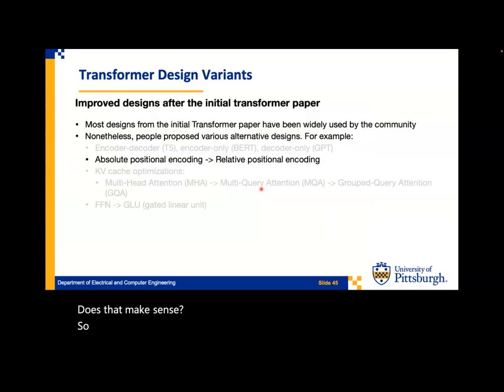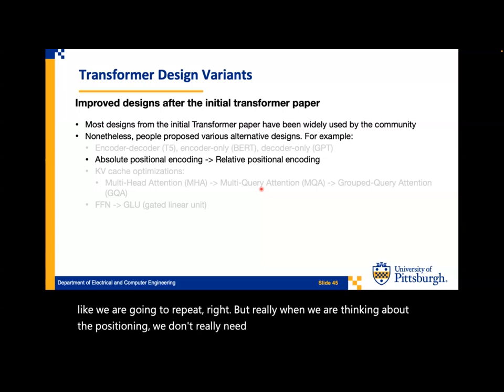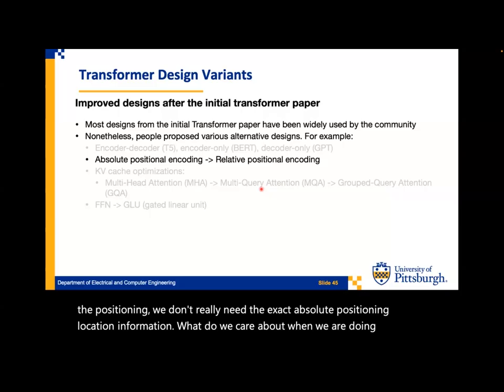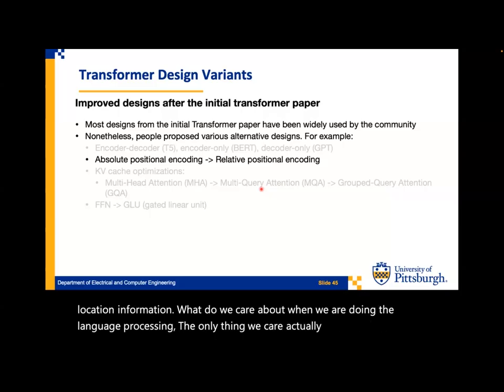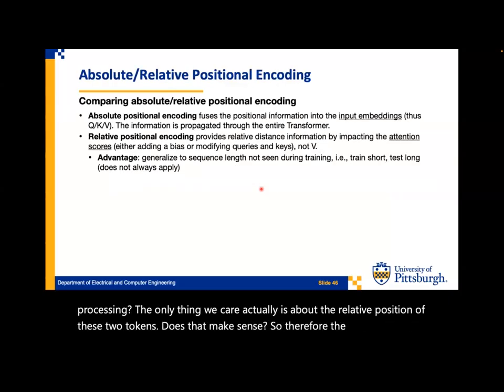So the next thing we want to talk about is changing the absolute positioning encoding to relative positioning encoding. Why? The basic idea is that the absolute positioning encoding is going to run out one day, and then we are going to repeat, right? But when we are thinking about positioning, we don't really need the exact absolute location information. What do we care about when we are doing language processing? The only thing we actually care about is the relative position of these two tokens. Does that make sense?